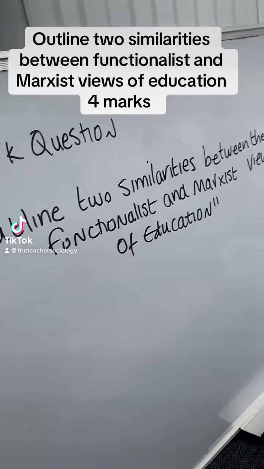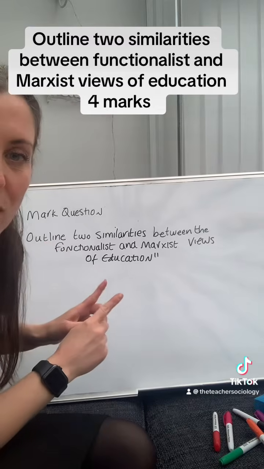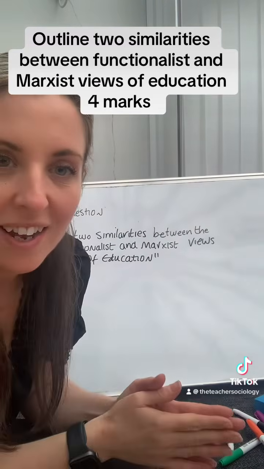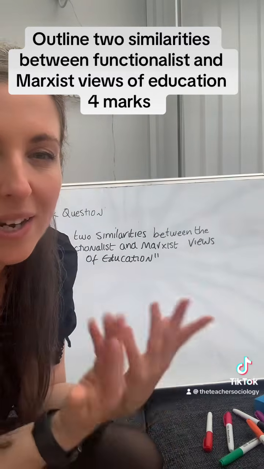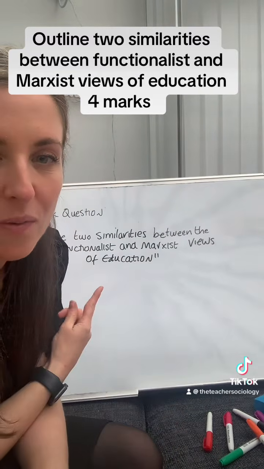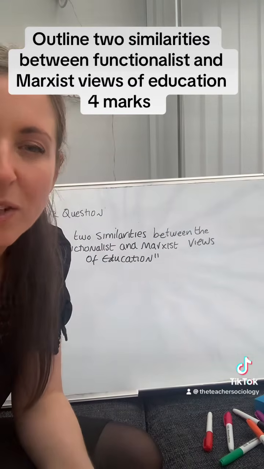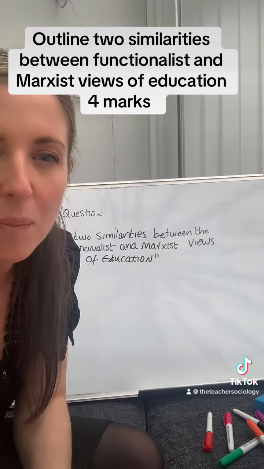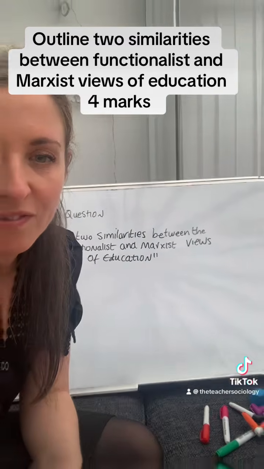If you got that 4 mark question, would you know what to do? So we're going to check out this 4 mark question from education, and it was a little bit of a tricky one when students sat it because they weren't expecting a question which was asking them for 2 similarities between 2 theories, especially when they think that they're opposing theories in the way that they look at education.